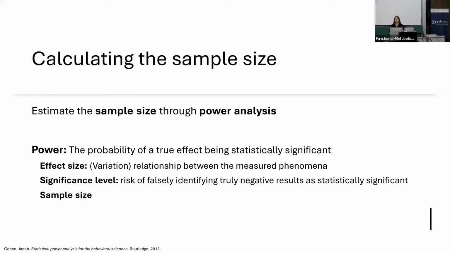And it depends on the effect size of our experiment, that means the relationship between the measured phenomena, the significance level, which is the risk of getting false positives, basically, or falsely identifying truly negative results as statistically significant. And then finally, the sample size.